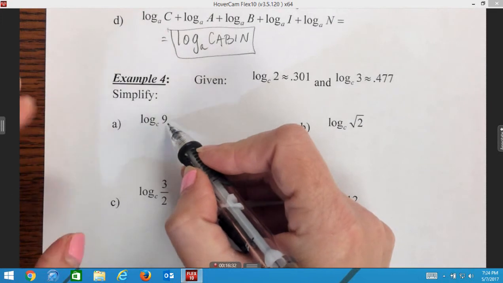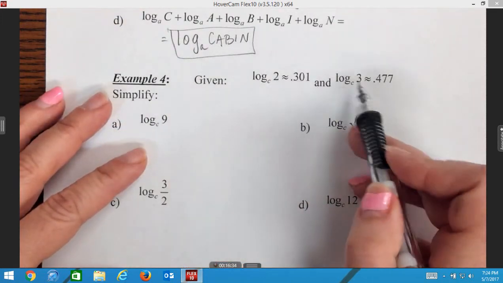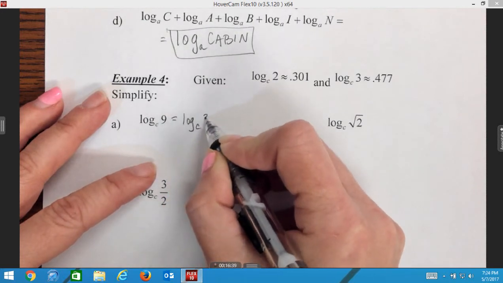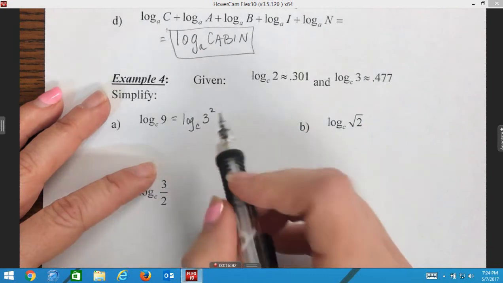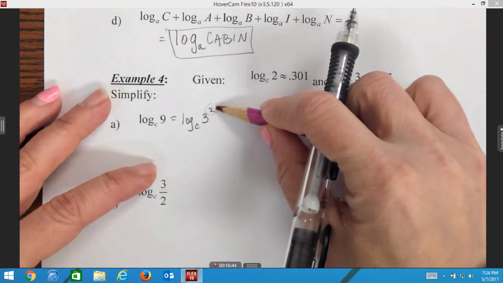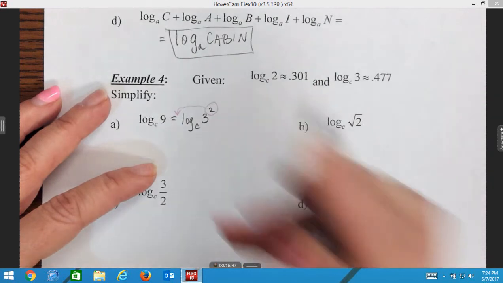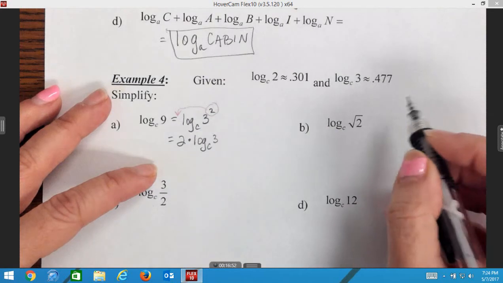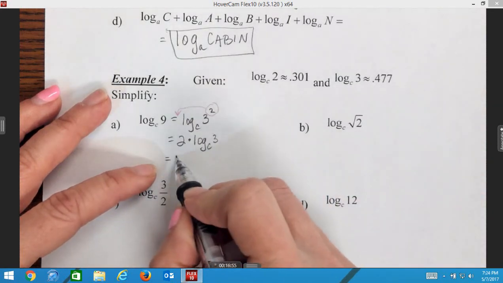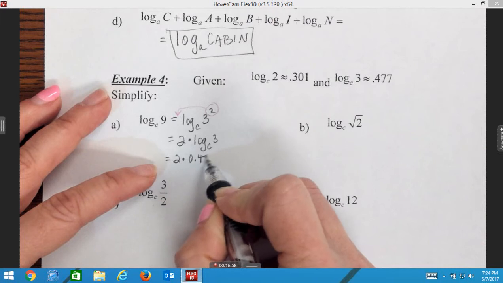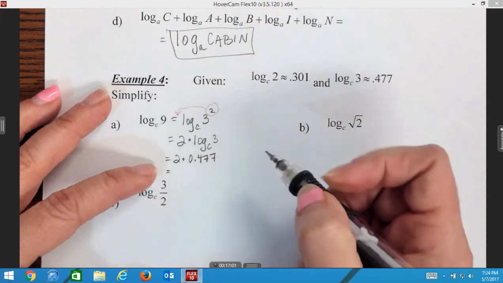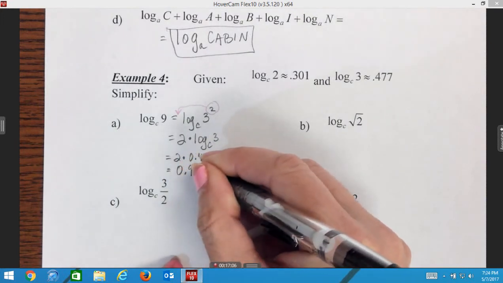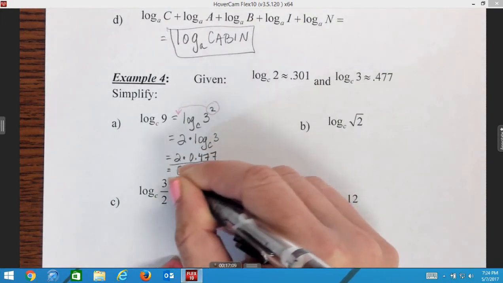So you want to use these properties to figure out how 9 can be made into a 2 or a 3. Well, I know that 9 is the same thing as 3 squared. And we're going to use our property that says if there's a power, put it in front and multiply. So we now have 2 times log base C of 3. And log base C of 3 is 0.477. So we have 2 times 0.477. And that is 0.954.